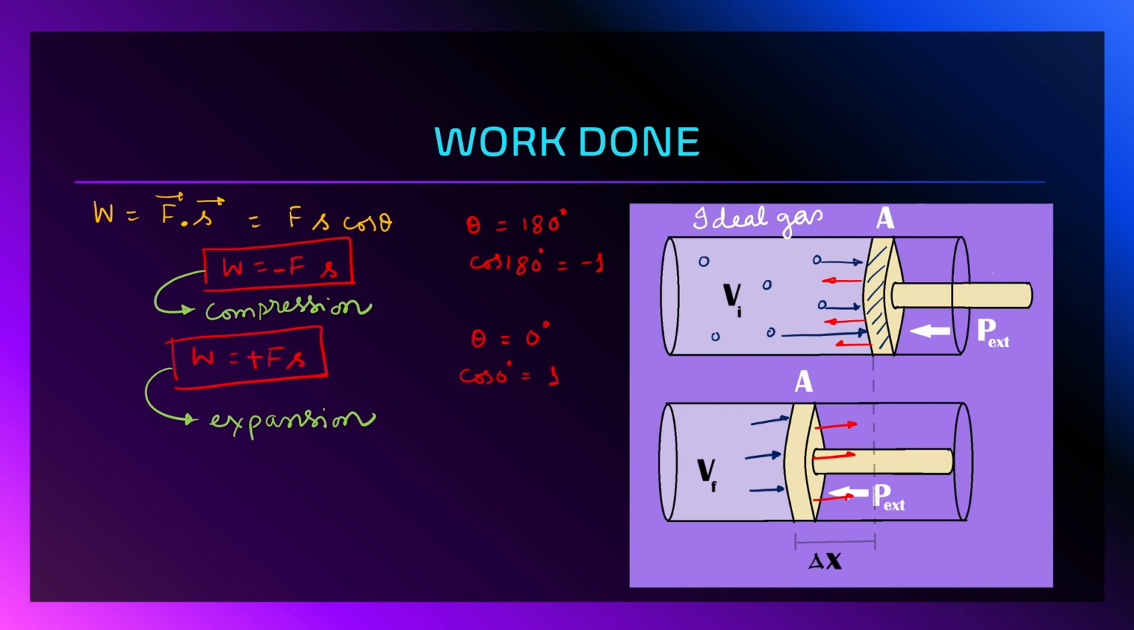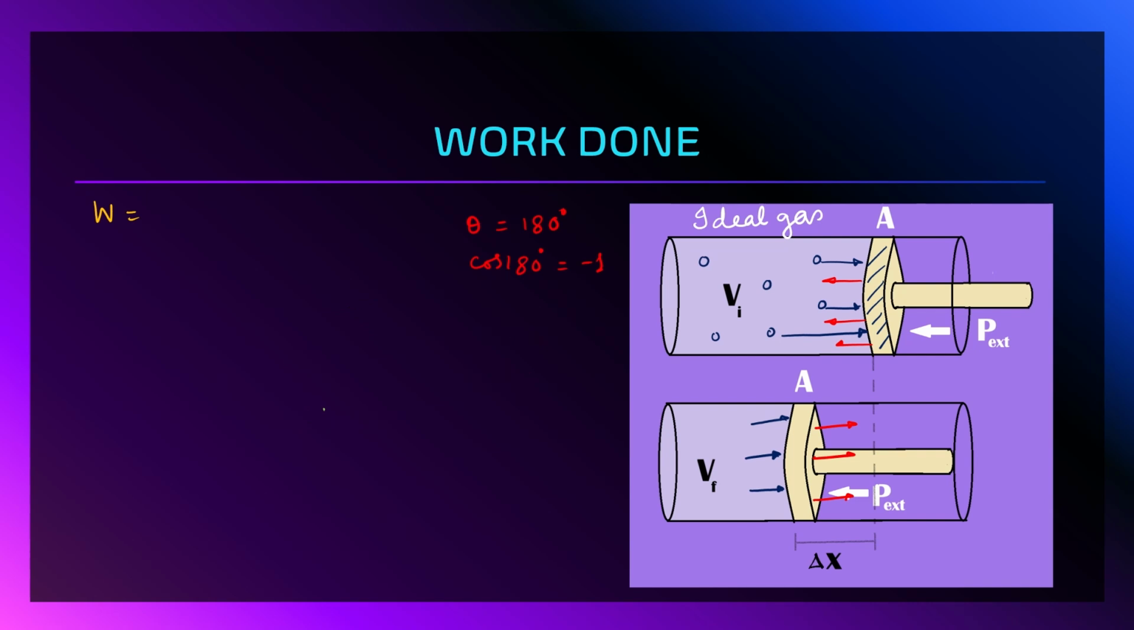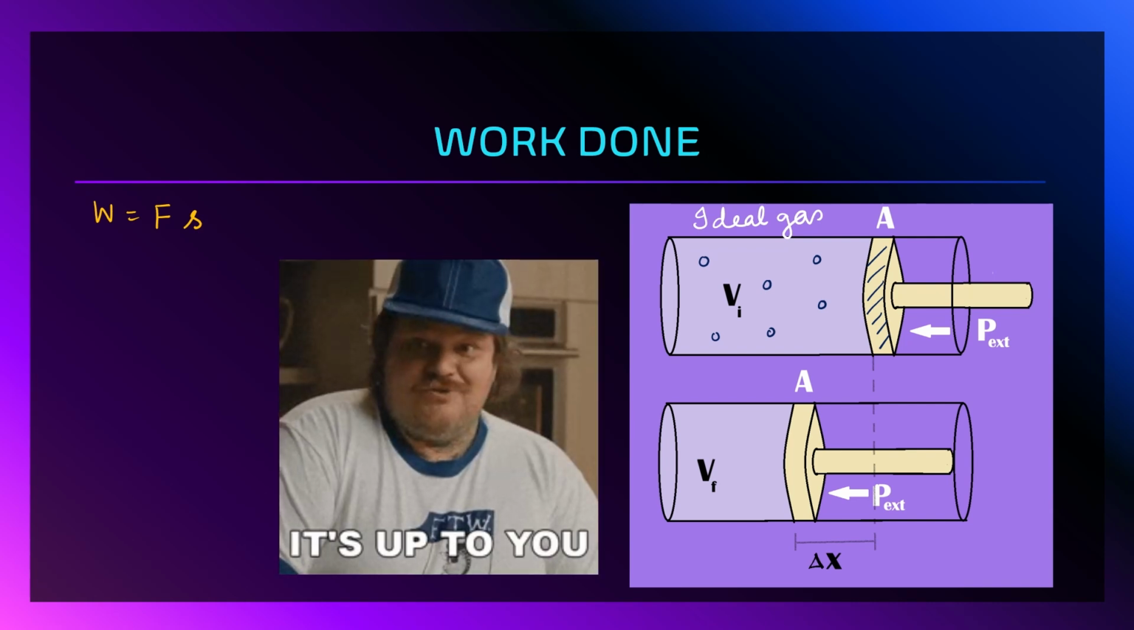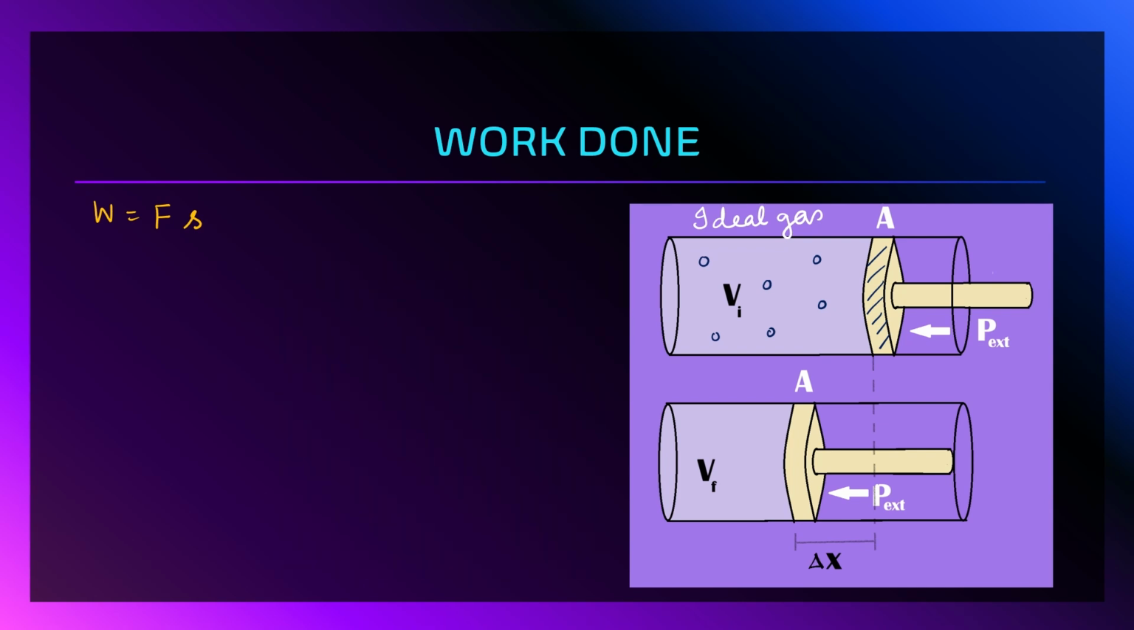If you have understood that part, now let's write the expression for the work done. For that, let me make some space over here. From now onwards, I'm just going to write the expression for work done as F into S. I'm not going to write positive or negative. You write positive or negative whether it is compression or expansion. So I'm not going to write any sign right from now onwards. Now the expression for work done becomes F into S.